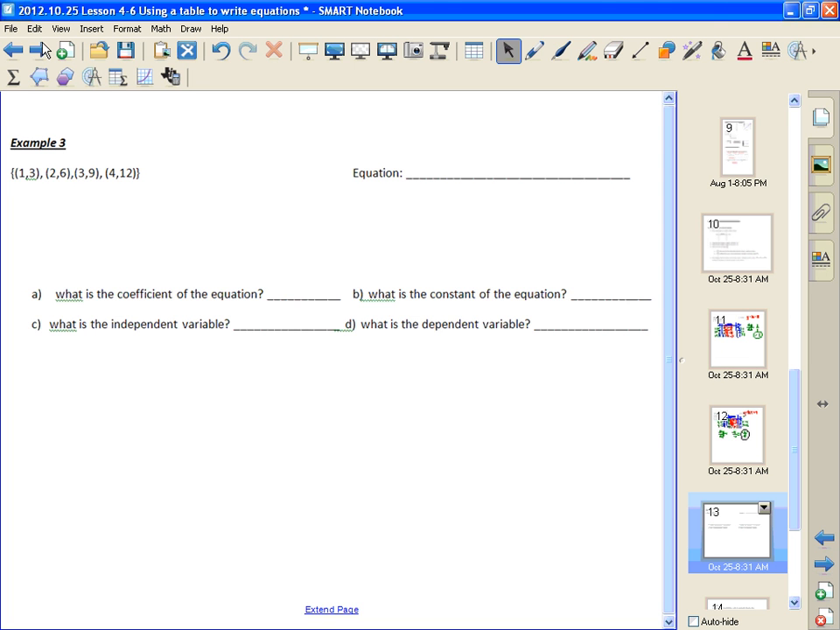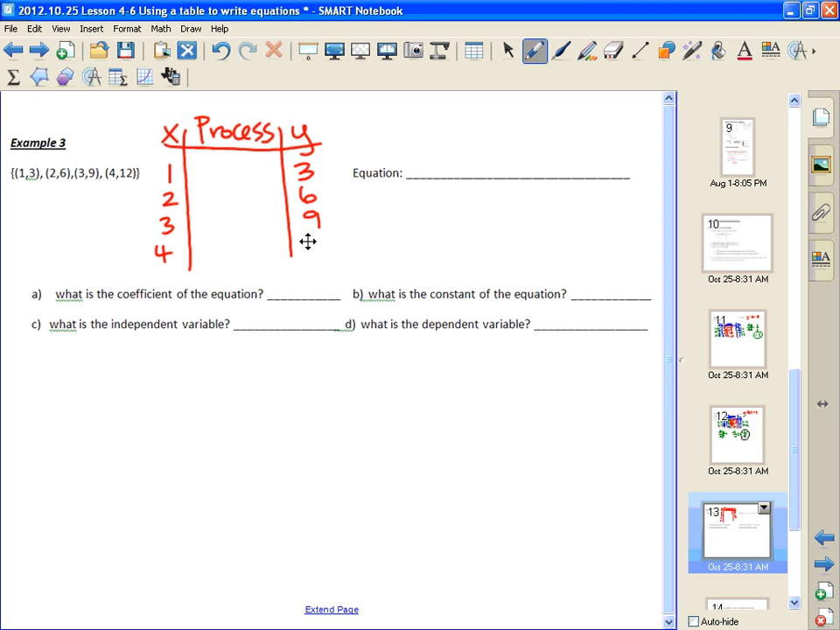On example 3, we don't have a table. We just have a list of ordered pairs, but we're going to take that list and put it into a table. So make your process columns: x and y and my process. My first ordered pair is 1, 3, so I write it like this. The next ordered pair is 2, 6, and 3, 9, and 4, 12.